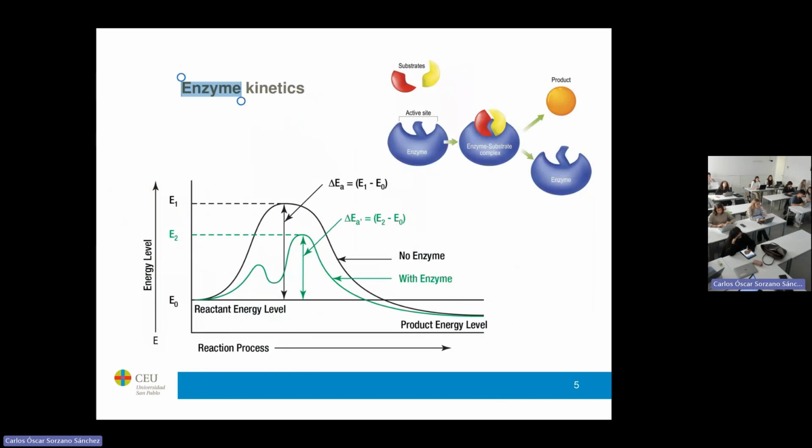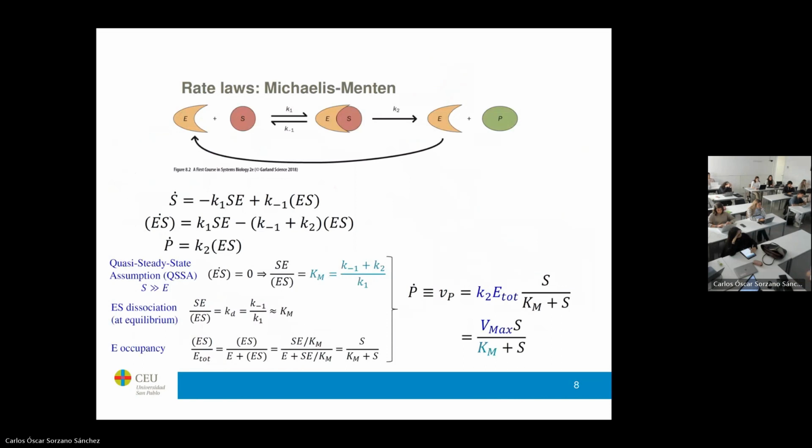So in the first step, the molecule binds the enzyme. So you have both together, and then the enzyme, let's say, modifies the substrate and releases the product, and is released itself so that it can interact with another substrate molecule. So we can write the mass action equations for these reactions.